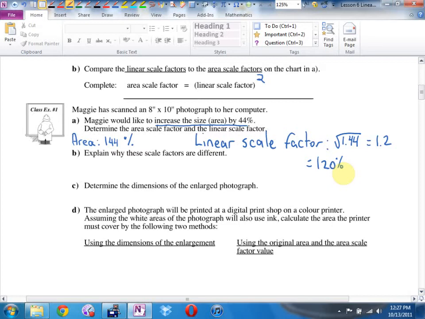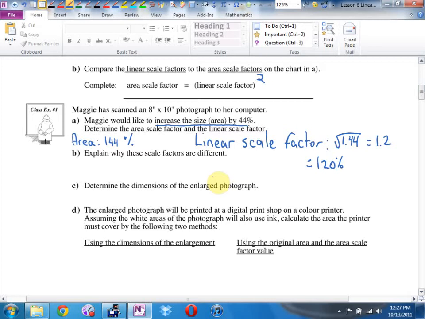It says, explain why these scale factors are different. Well, one's linear, one's area. We already noticed. I'm not going to fill that out. We just filled the whole chart noticing that scale factors for linear scale factors and scale factors for area scale factors aren't the same. They're squares of each other, or going in the other direction, they're the square root of each other.